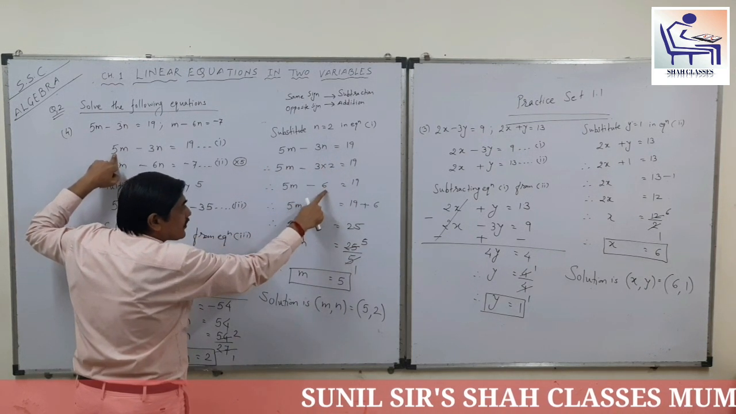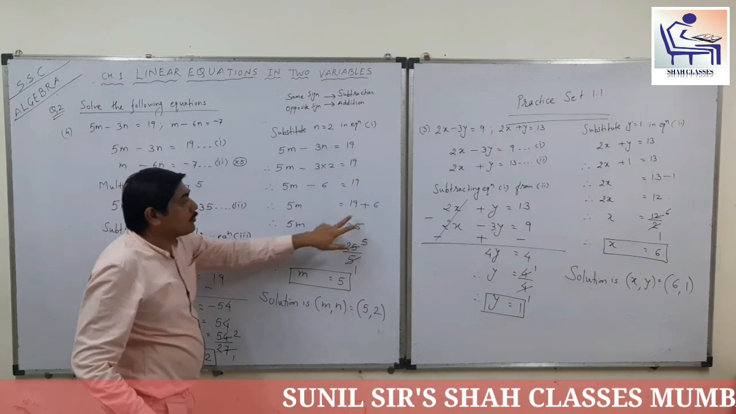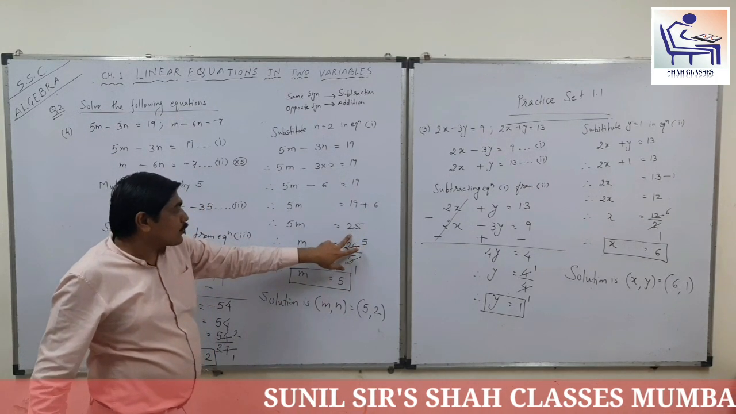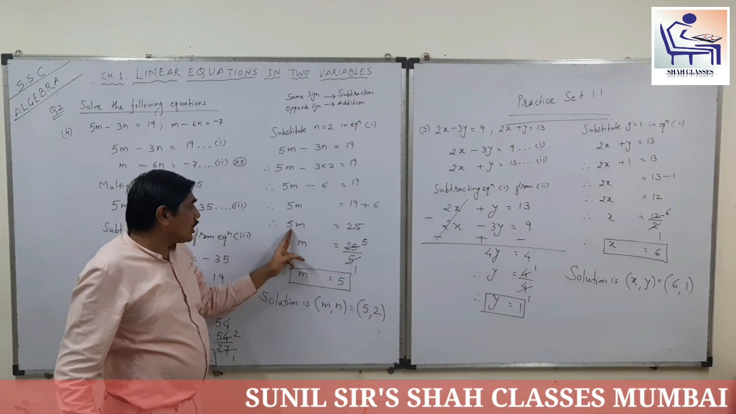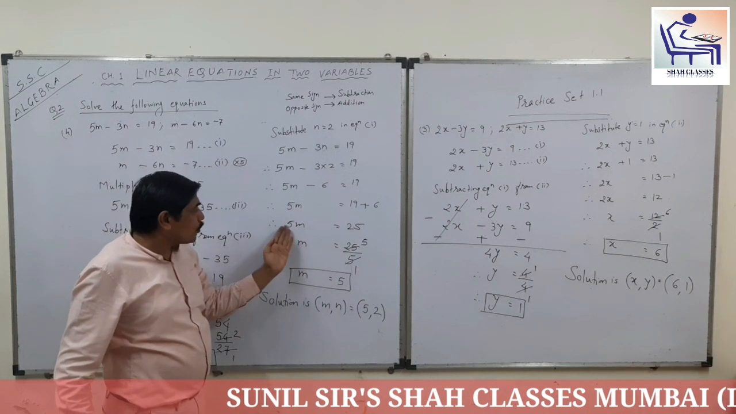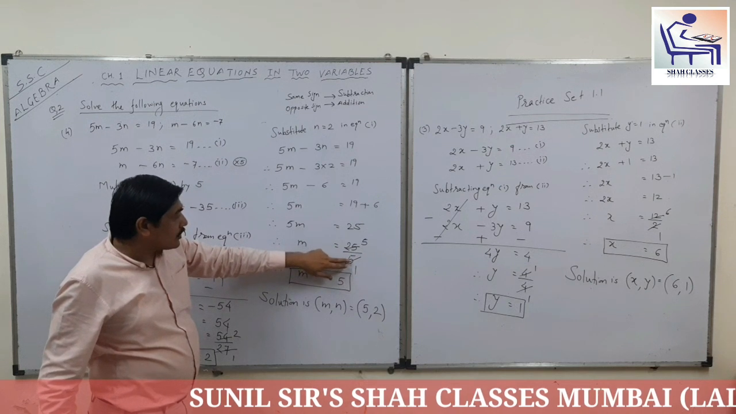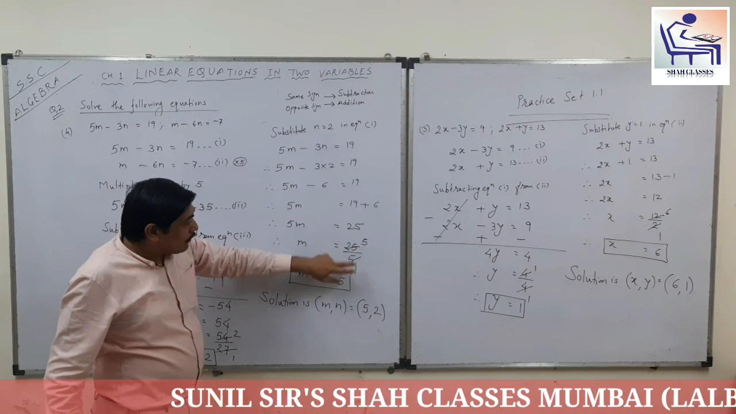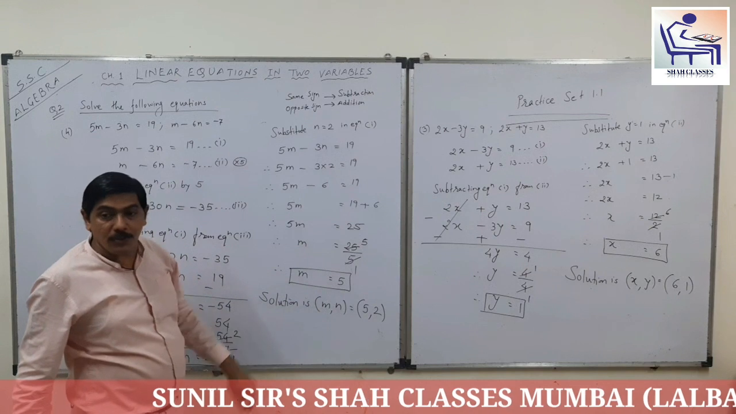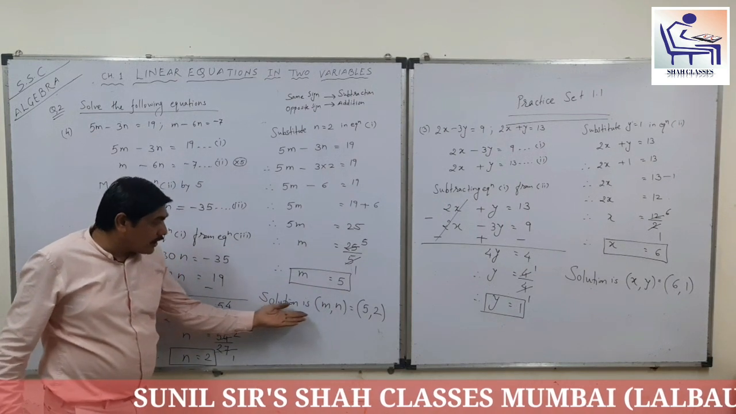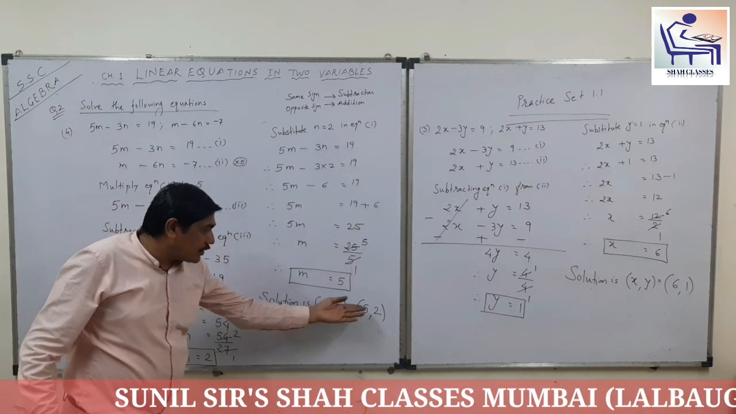So 3 twos are 6, minus 6 goes on the other side, so it becomes positive 6. 19 plus 6 is 25. Now there is a relationship of multiplication between 5 and m, so we will divide on the other side. So 25 divided by 5. 5 fives are 25, so m is equal to 5. So the final solution is m is equal to 5 and n is equal to 2.